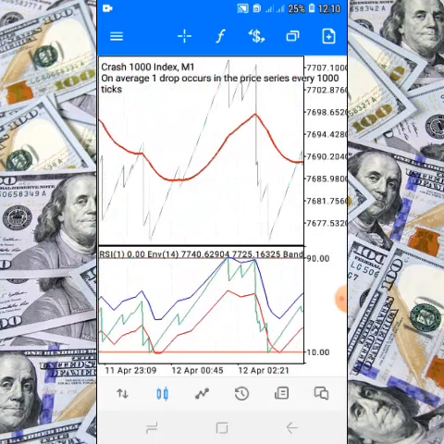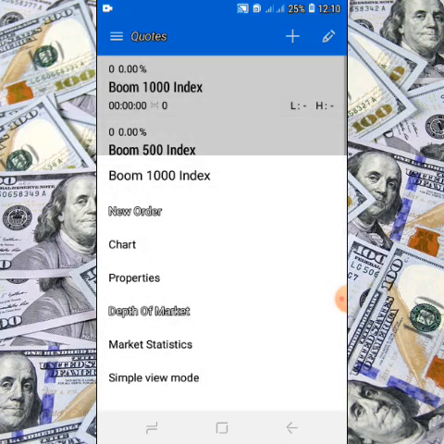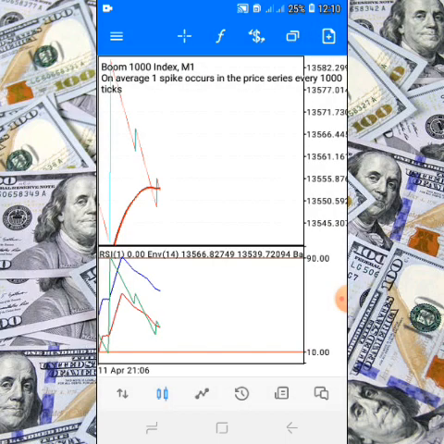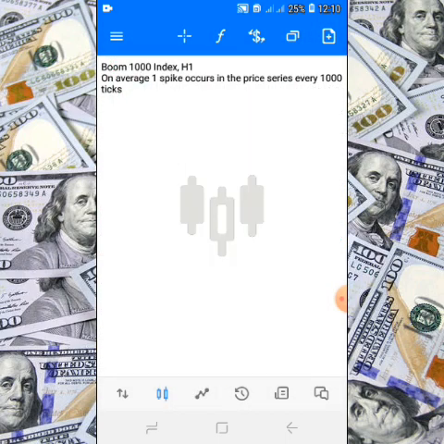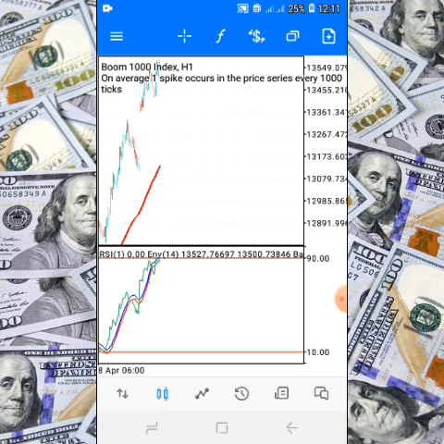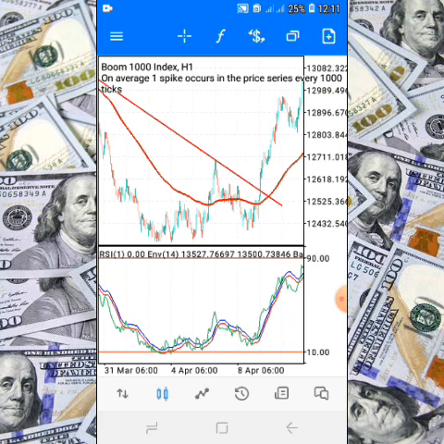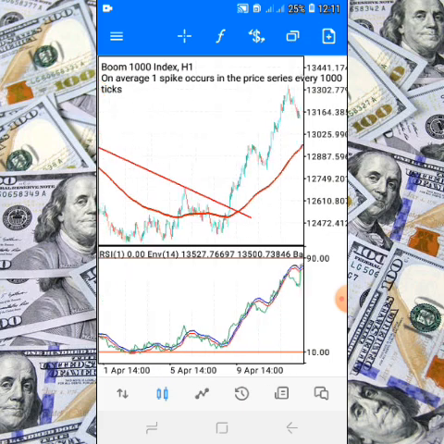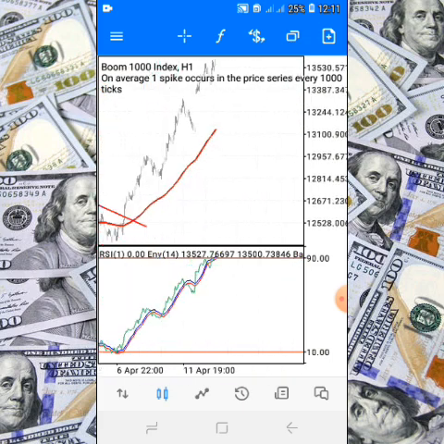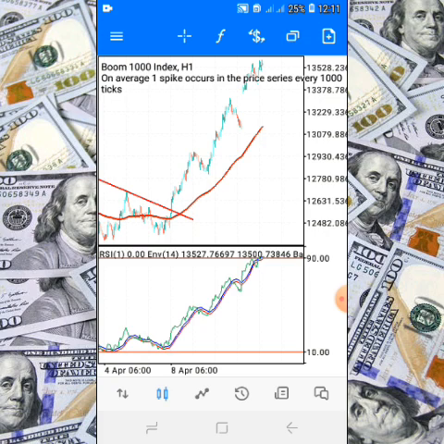And if we go to Boom 1000, let's just say Boom 1000 is currently trading in an uptrend. So for example over here, just go to the 1 hour time frame. As you guys can see, when Boom 1000 is trading in an uptrend, we are going to look for spiking opportunities as well. Because on Boom 1000, if the market moves up, we are looking for spikes, and in Crash 1000, if the market moves down, we are looking for spikes.